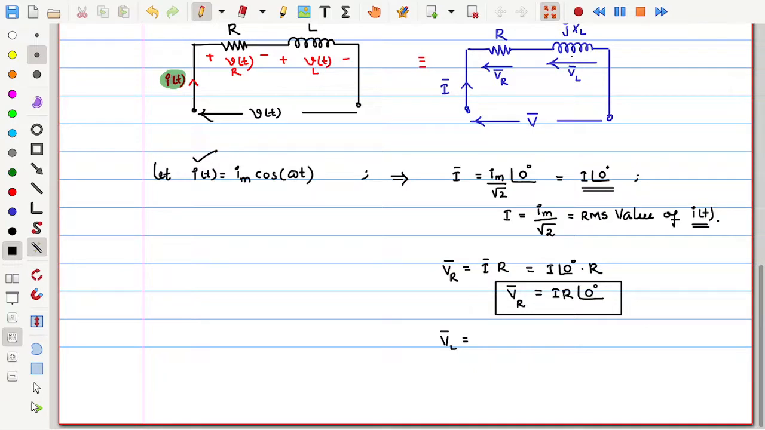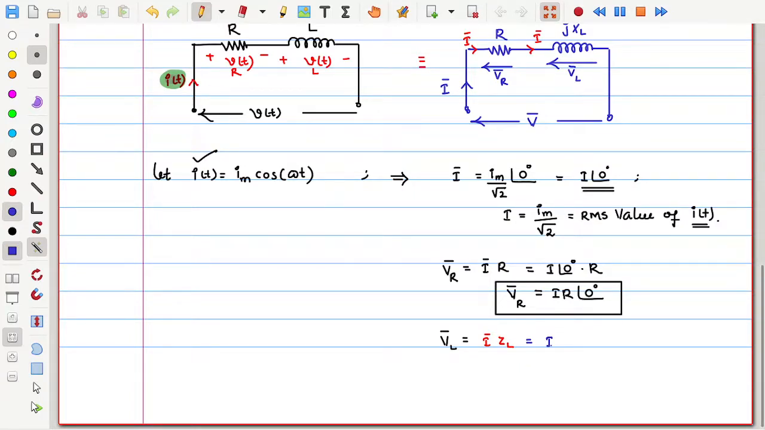How can I find the inductor voltage? I already know the current through the inductor. How much is that? It is the same current that has passed through the resistor, I bar. Why? Because it is a series circuit. So I bar into ZL. How much is the ZL, and how much is the I bar? Just try to substitute it.